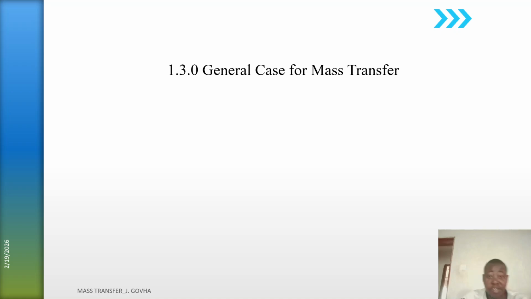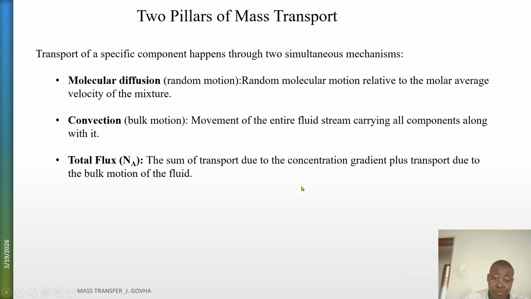Welcome once again. Today we'll be looking at the general case for mass transfer, where we want to develop a general equation that we can now make use of to calculate the molar flux of diffusion for a particular component. All right. So to kickstart, we need to look at the two pillars of mass transport.